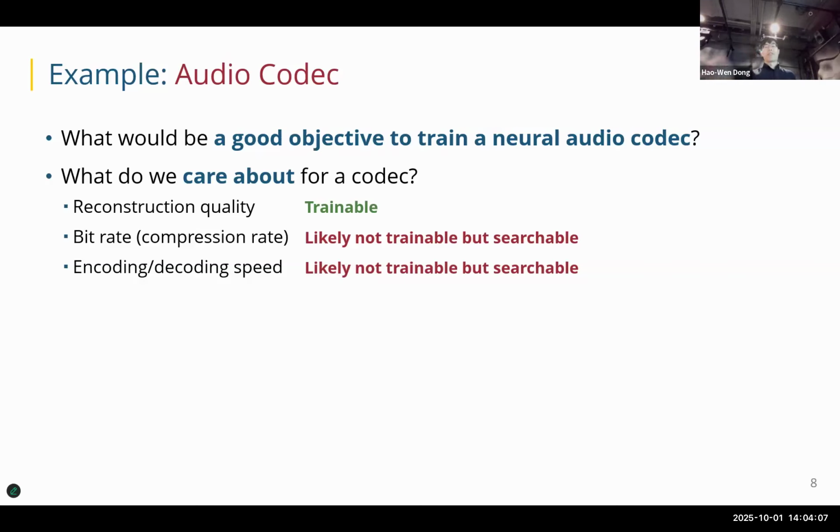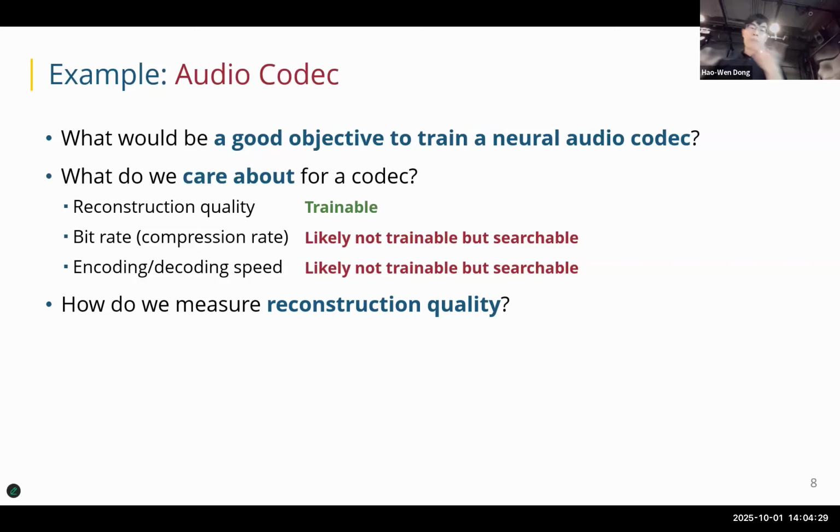That showcases the limitation of deep learning. But at the same time, that's why whenever you see an objective function, it's usually just a surrogate of what you're interested in, rather than something directly measuring the performance that you care about.